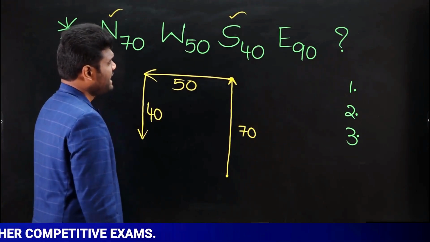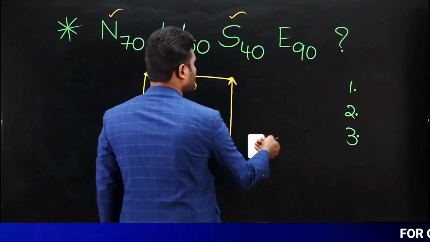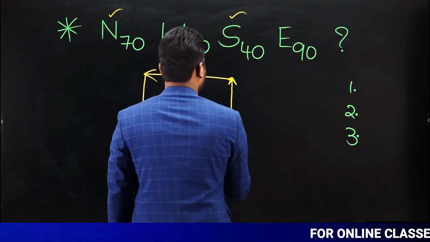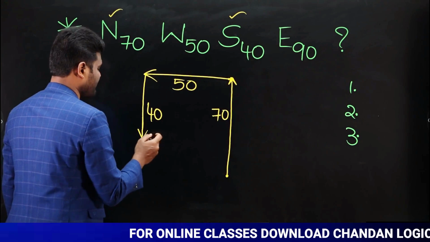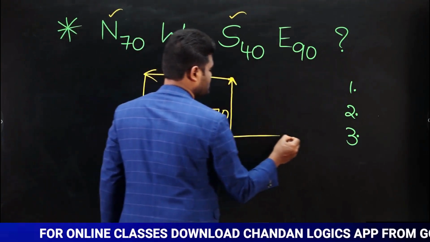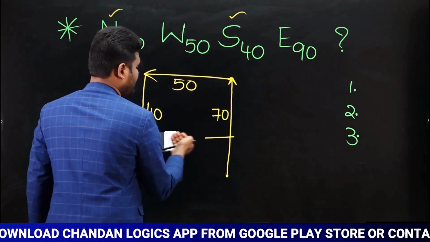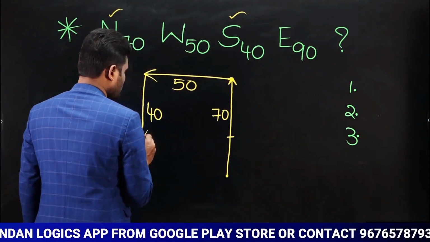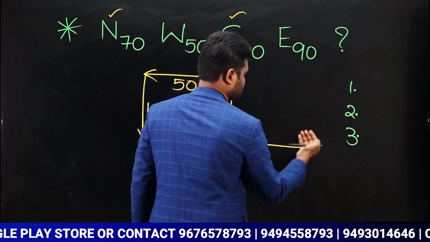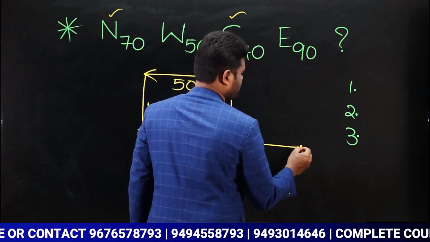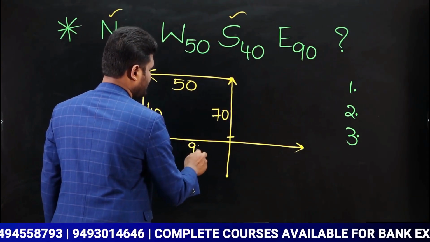Okay, next what happened? He traveled towards east. How much? He traveled towards east 90 meters. East is nothing but towards our right. Yes, he traveled towards east 90 meters. So this total is going to be 90 meters.